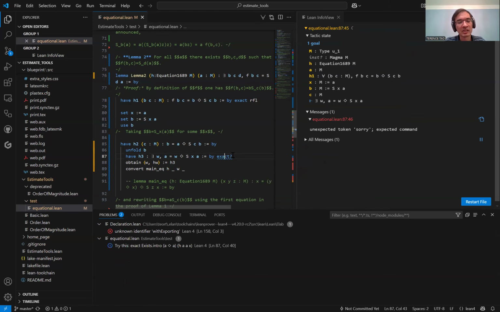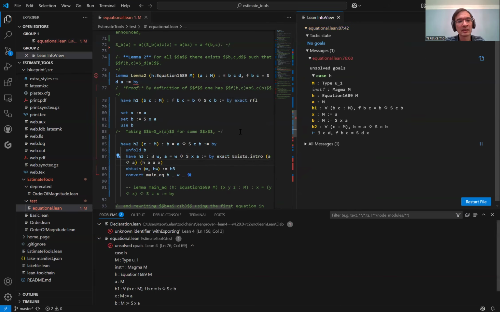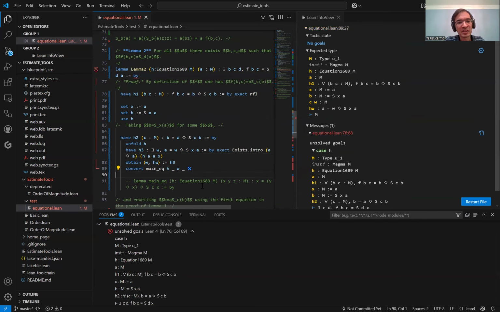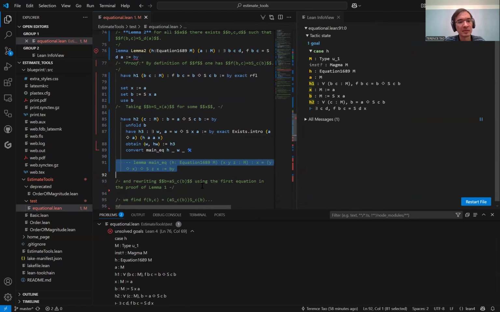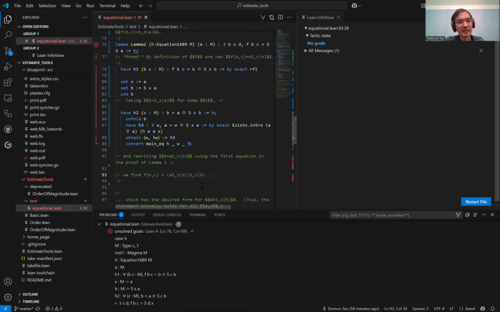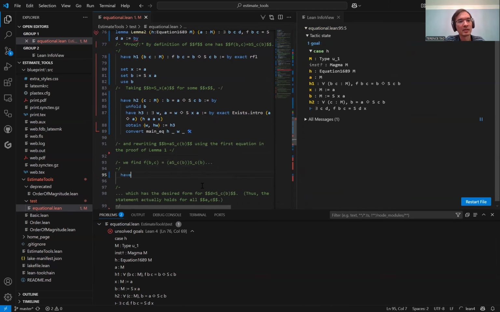For some reason it's a bit slow. Oh, exactly was able to do this. So I finished H2. Fine. Don't do this anymore. And using the first equation, group number one, you find that this is equal to this.